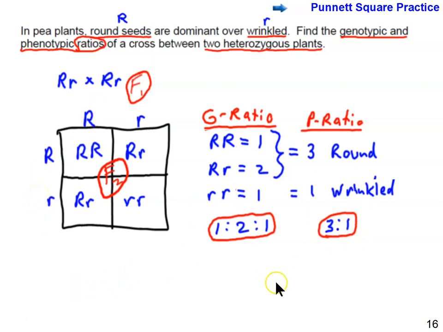So you can take those to the bank. You can just memorize them. You don't have to do the Punnett square. If you know you've got a monohybrid cross, don't bother doing this. Just remember, it's going to be a 1 to 2 to 1 genotypic ratio, and it's going to be a 3 to 1 phenotypic ratio.